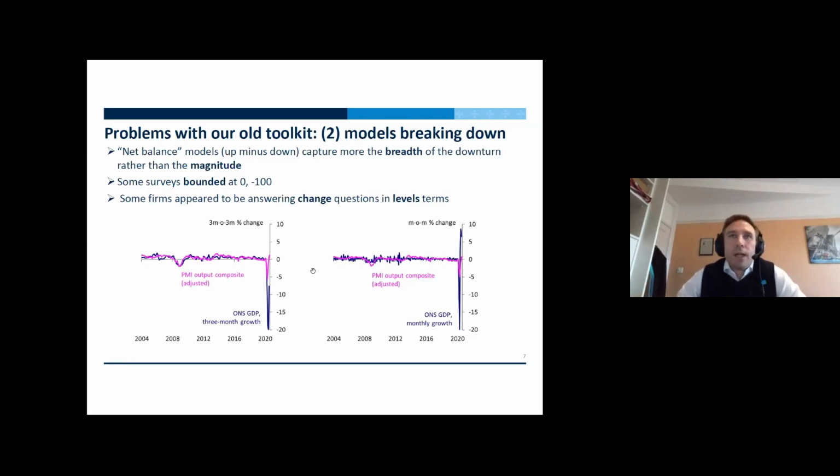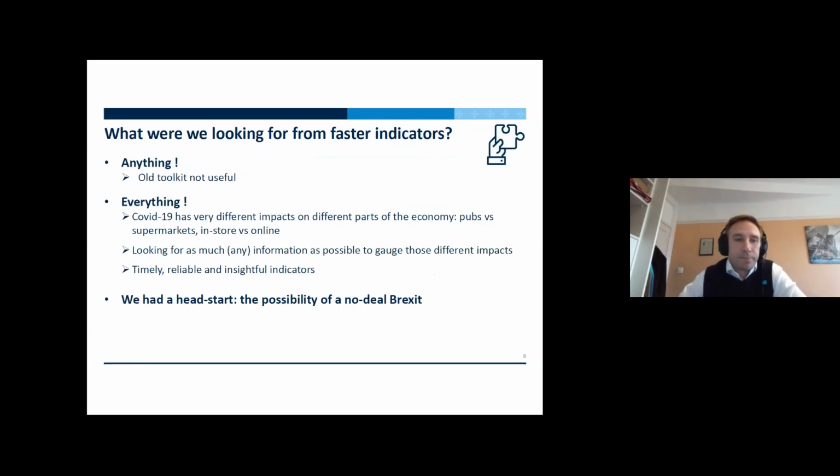Moving on to the next topic, what are we looking for from faster indicators? Well, the first answer is anything. If your old models don't work, then anything is better than nothing. And I've just covered how that was the case. The second answer is everything.